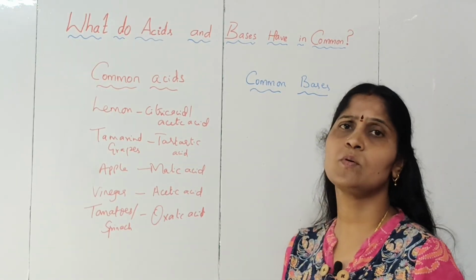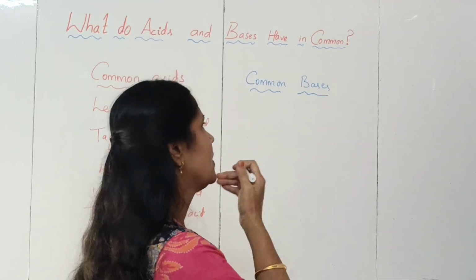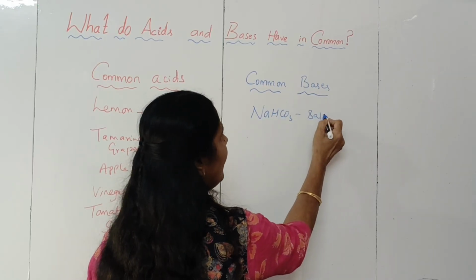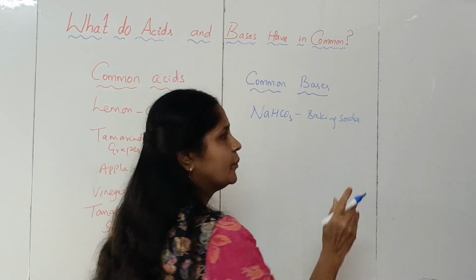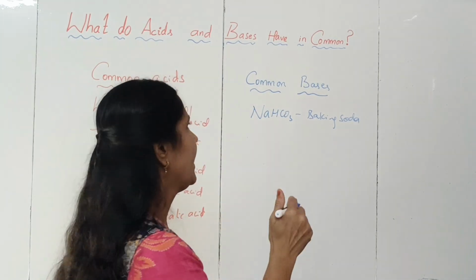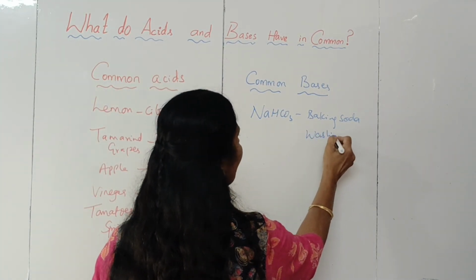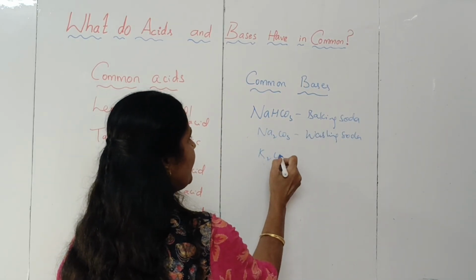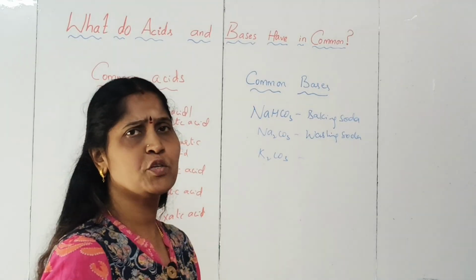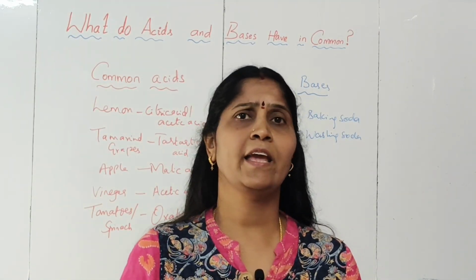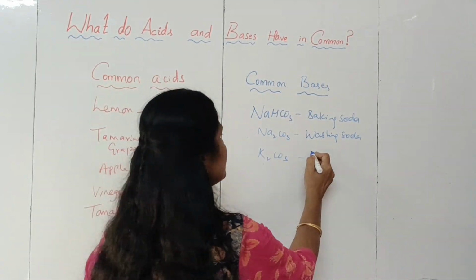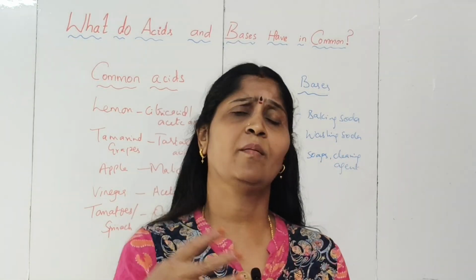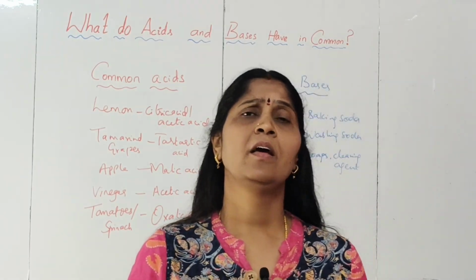Then let us see some of the common bases we have. Regularly we use sodium bicarbonate, which is your baking soda. Baking soda is used in all baking products. Also we have washing soda, which is sodium carbonate, and potassium carbonate is also there. This potassium carbonate is used in soaps and also as a cleaning agent. So these are some of the common bases that we find in our day-to-day activities.